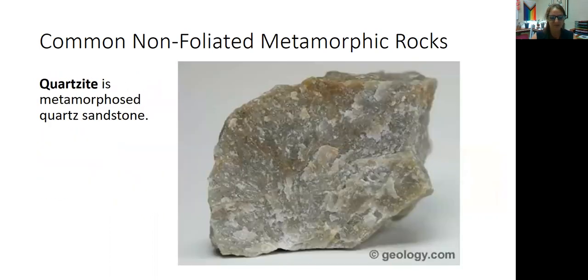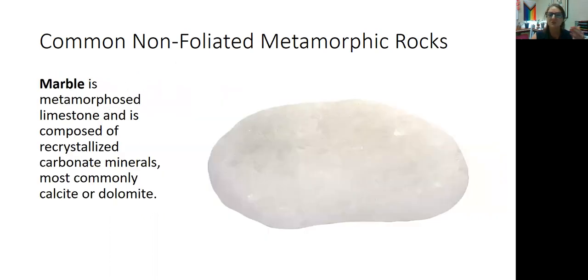So some examples of non-foliated rocks. The first one's marble. You might have seen marble countertops, marble bathroom stalls if you went into a fancy hotel. It's a beautiful rock that's not foliated, but it is metamorphic. It's actually metamorphic limestone.